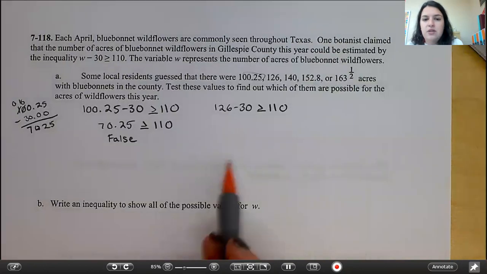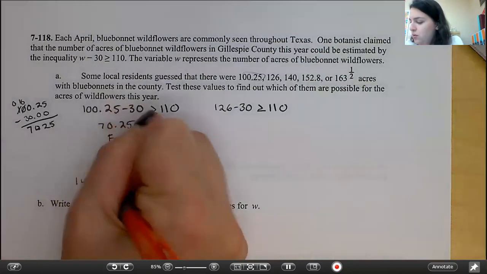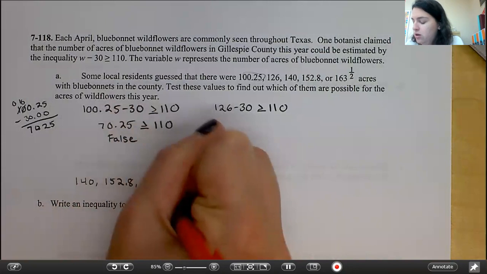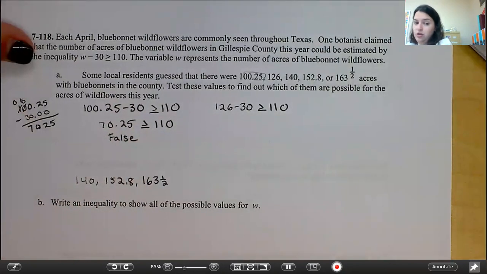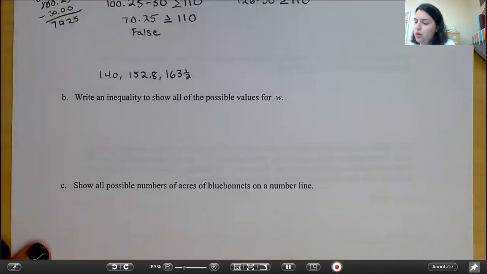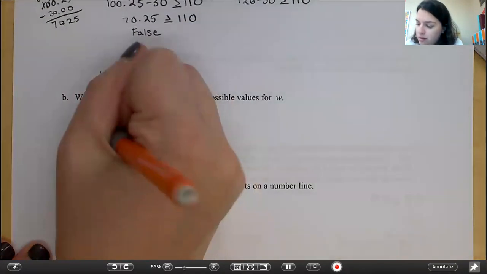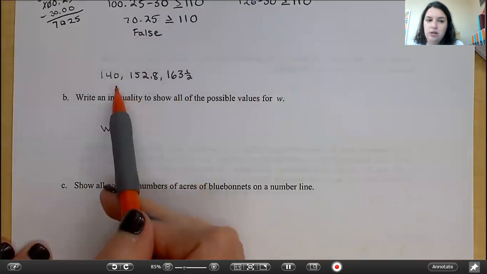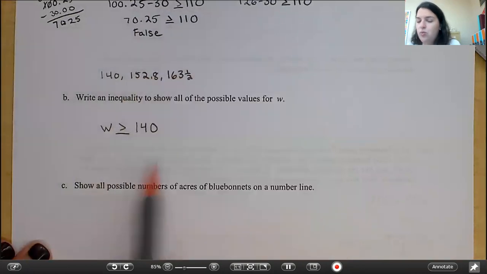Okay, we're going to save this to talk about it, but I am hoping that you saw 140, 152 and 8/10, and 163.5 acres would be your three answers that would make this inequality true. B says, write an inequality to show all of the possible values for W. Well, we know that W needs to be greater than or equal to our lowest number here, which is 140. So W is greater than or equal to 140 is going to be your inequality.